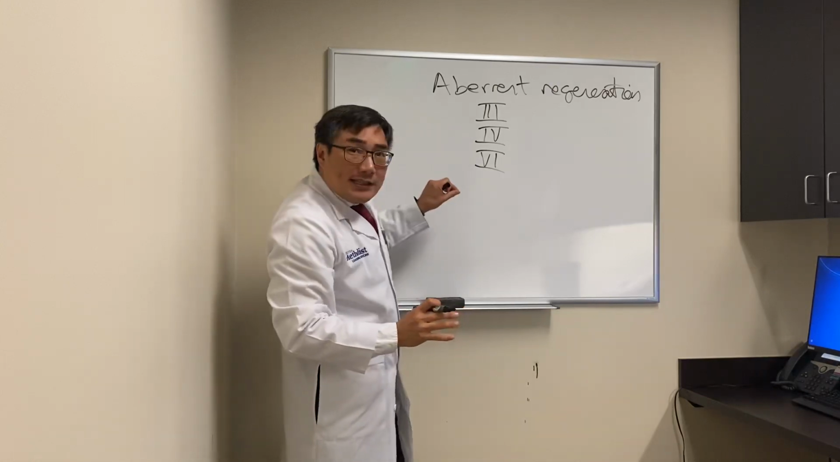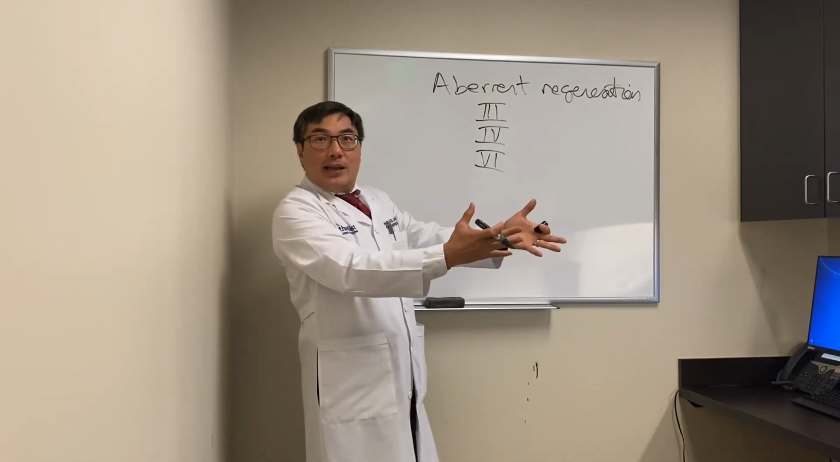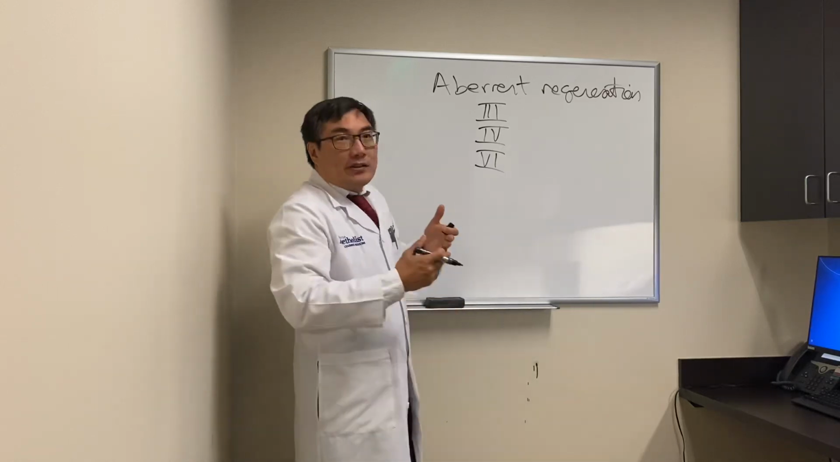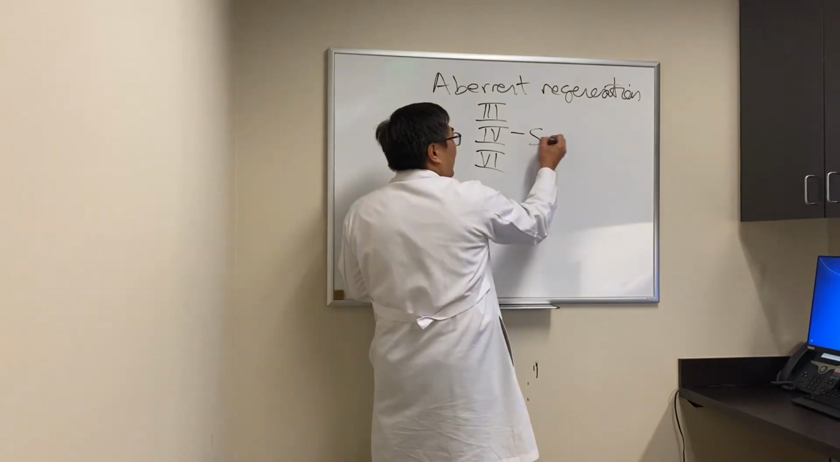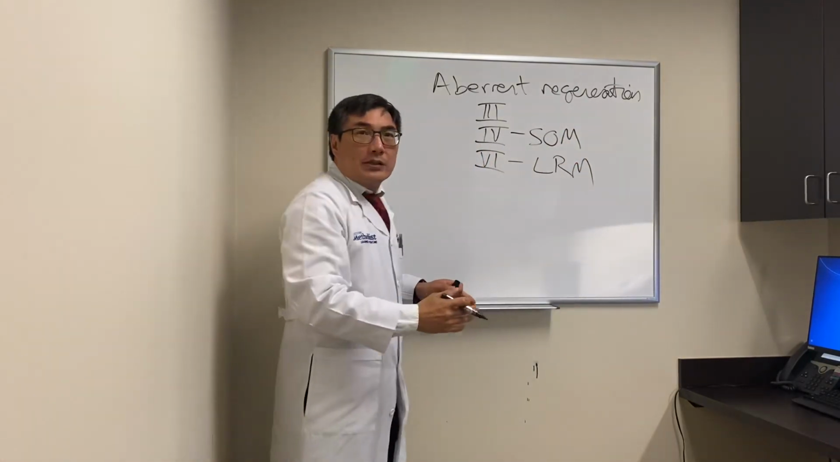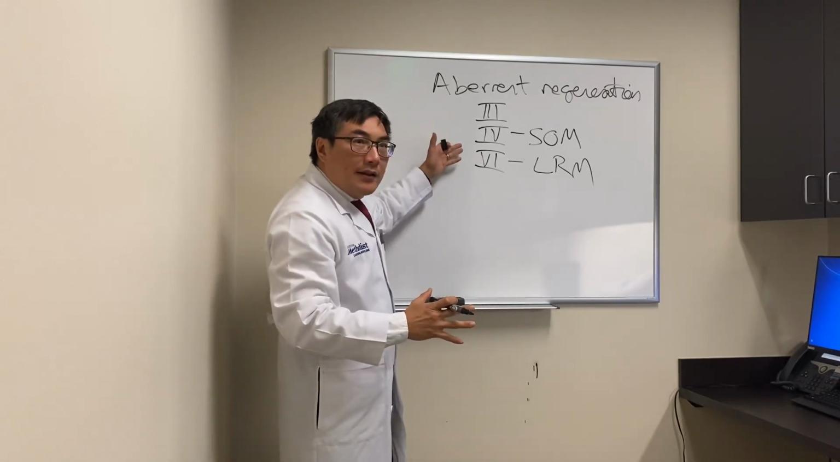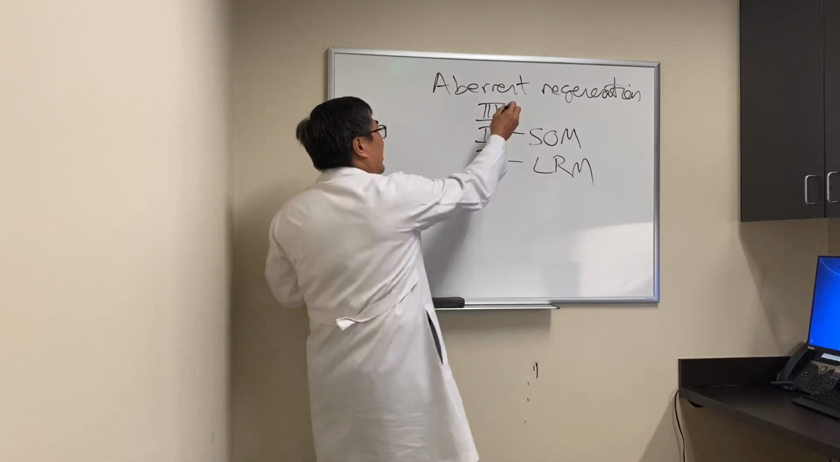Because the 4th and the 6th only go to one muscle, it can only go to one place. So when the 4th and the 6th regrow, they just regenerate right back to their target organ. The 4th goes to the superior oblique muscle, and the 6th goes to the lateral rectus muscle. There really is no opportunity for these nerves to get off on the wrong track. How about cranial 3, though?